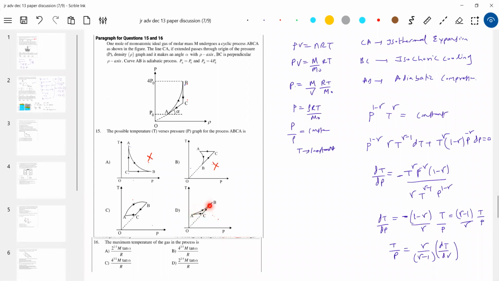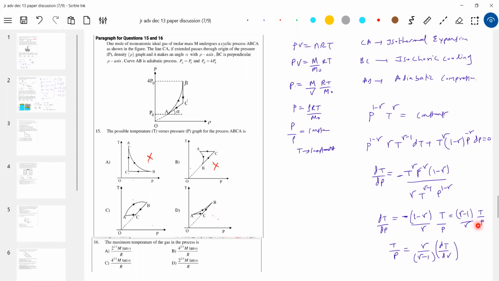Slope is here decreasing, no? Slope is increasing, sorry. Yes. So positive slope is increasing. So as the pressure increases, the temperature will also increase. So as the pressure increases, the slope increases. Okay, this is not possible, no?